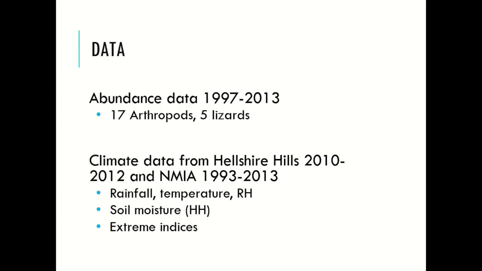So the data that we were working with, first of all, we had abundance data of 22 either species or families running from 1997 to 2013. 17 of those were arthropod groups, and for those non-biologists in here, that means primarily insects, things like beetles, things like centipedes, spiders, and so on, and 5 lizard species.